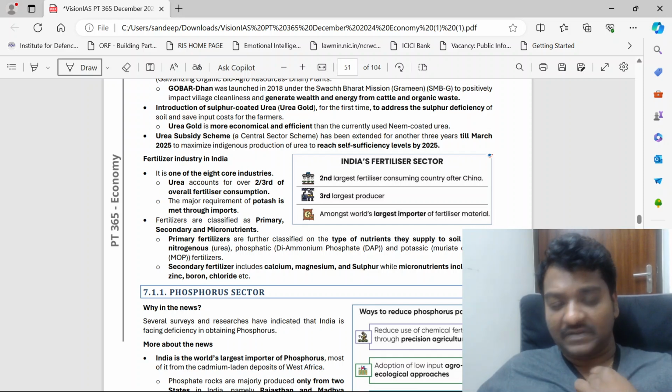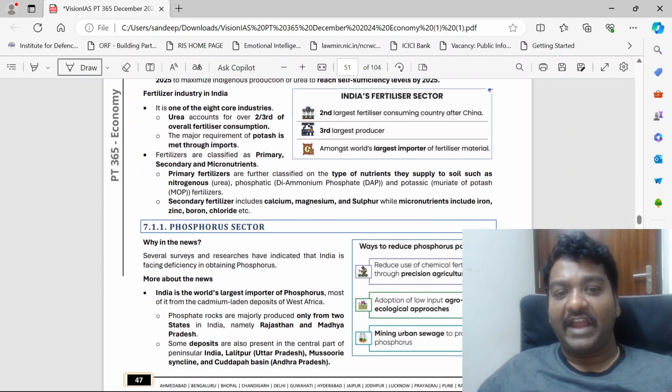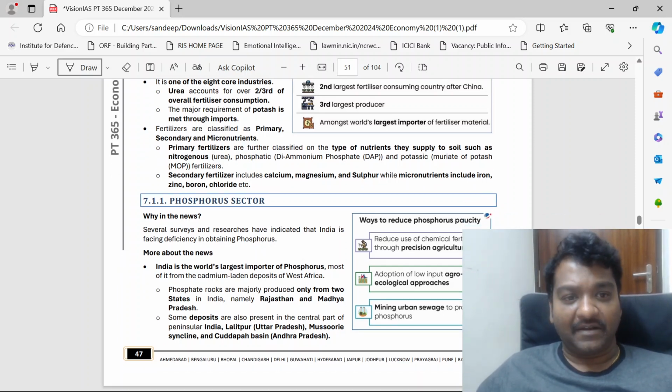Very very important, guys. The fertilizer industry in India is one of the 8 core industries. Urea accounts for over two-thirds of overall fertilizer consumption. India is the second largest fertilizer consumption country after China, third largest producer, and among the world's largest importers of fertilizer material.